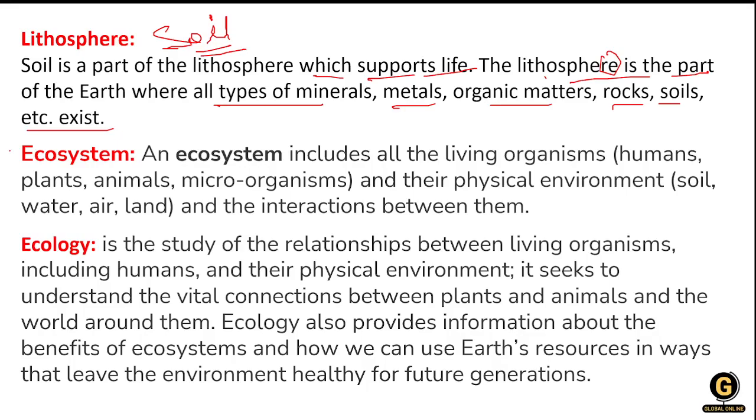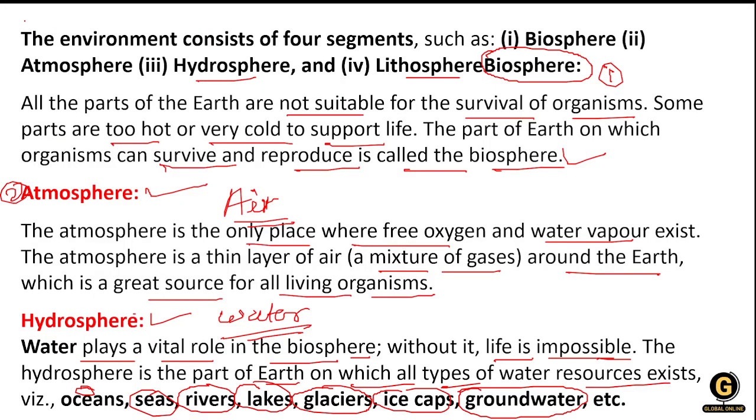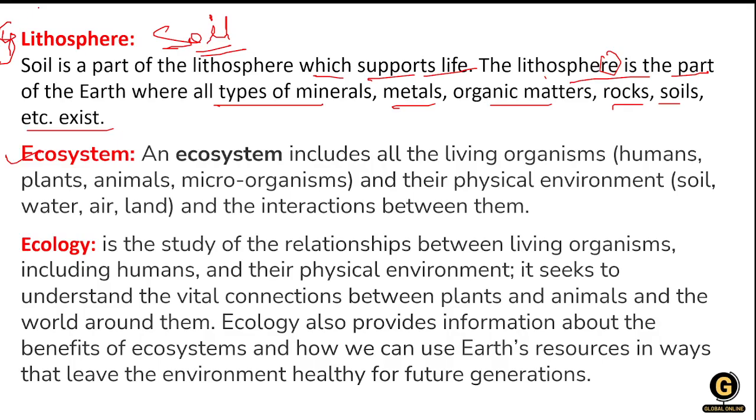Then ecosystem we need to understand. This is not a type of environment. Lithosphere is a different concept. What is ecosystem? Sorry, ecosystem is a different concept. Lithosphere is the last one. It is fifth one, I think, right? No, it is fourth one. Fourth one. Okay, so these are the total types of environment. Ecosystem is a different concept.